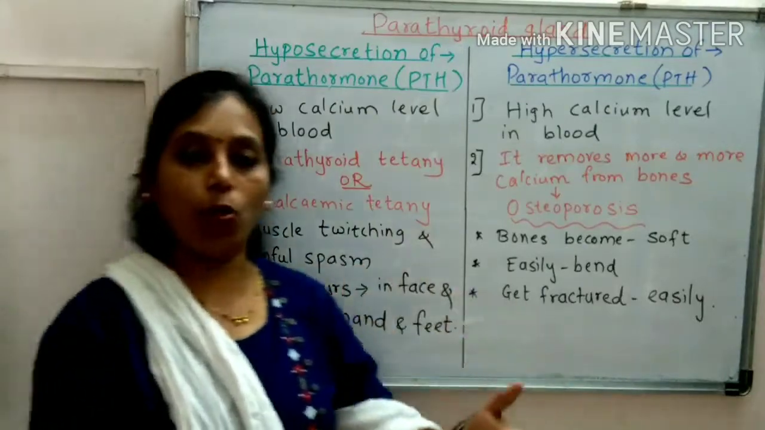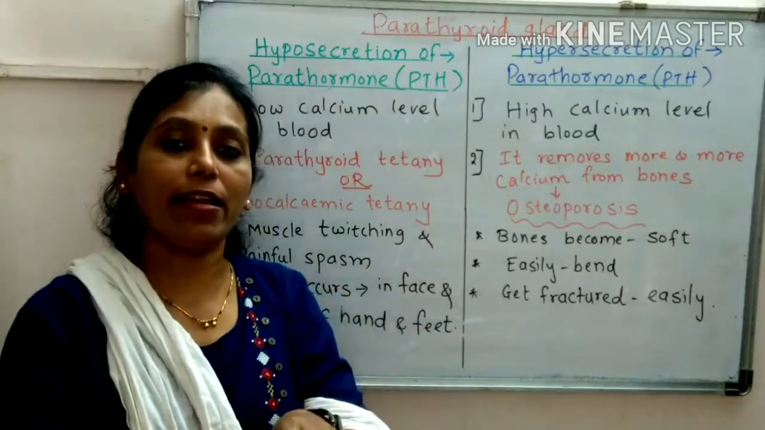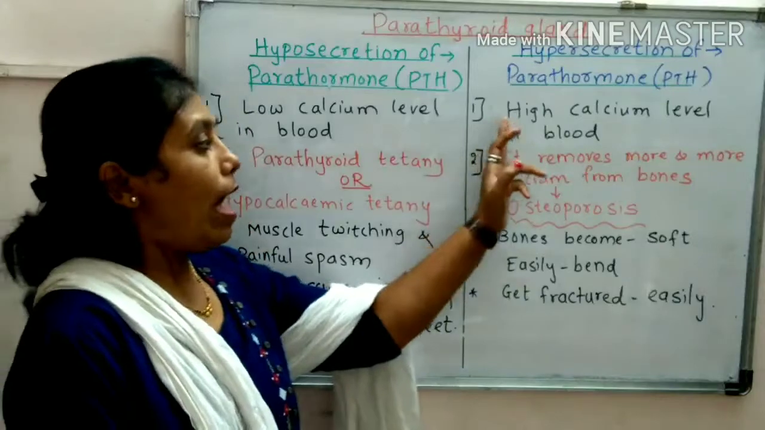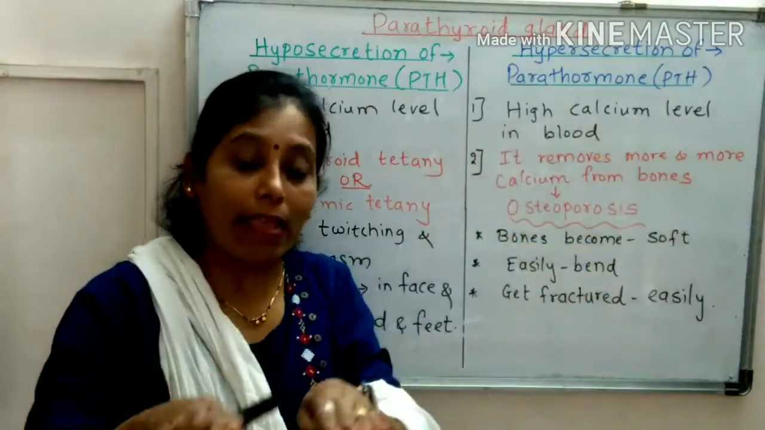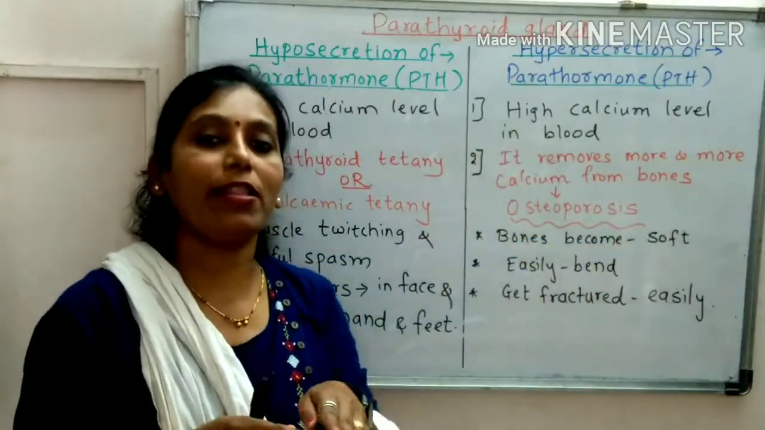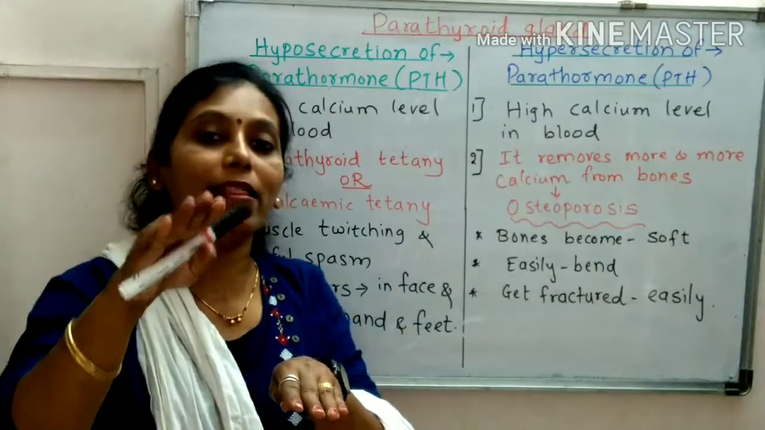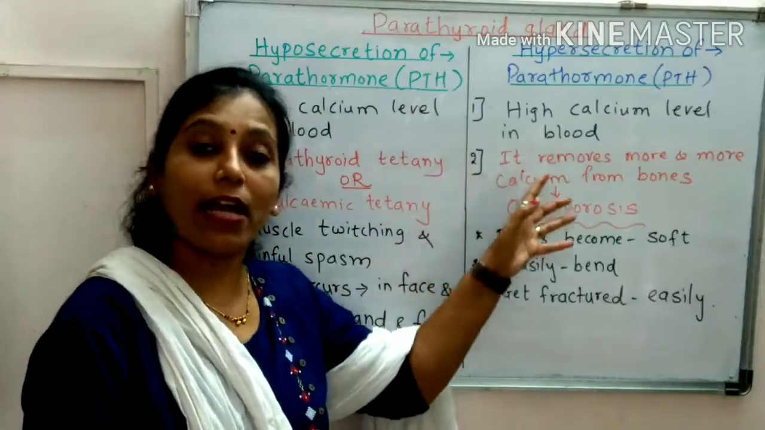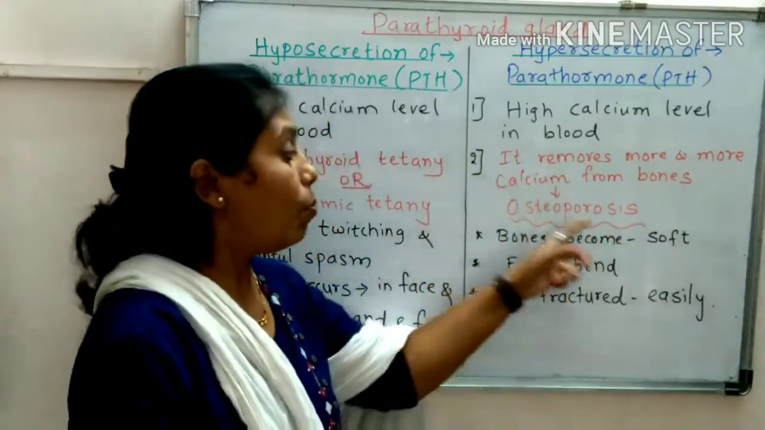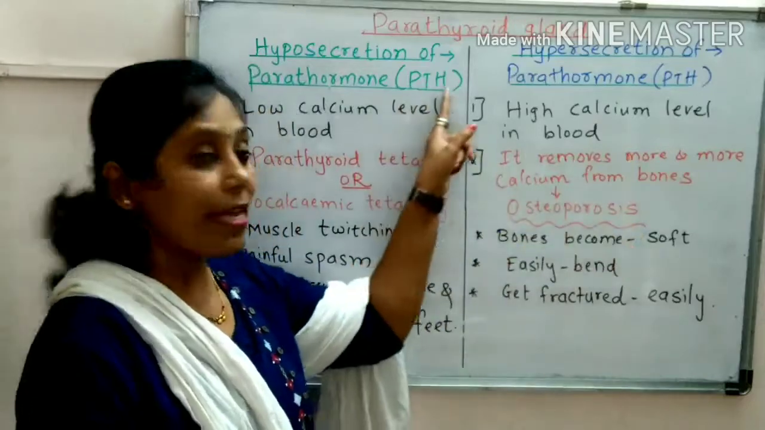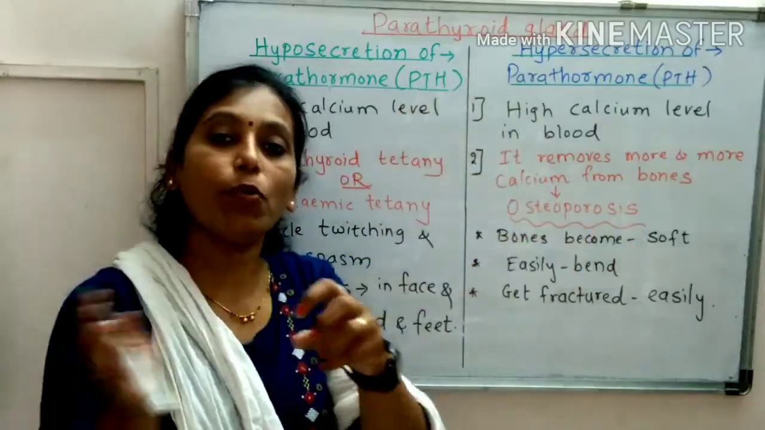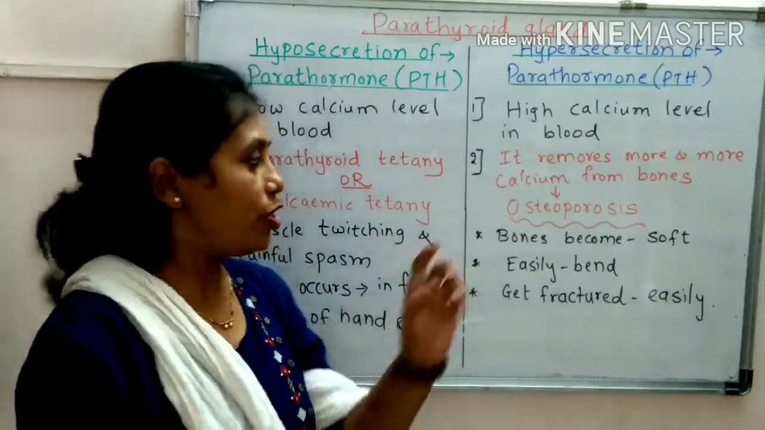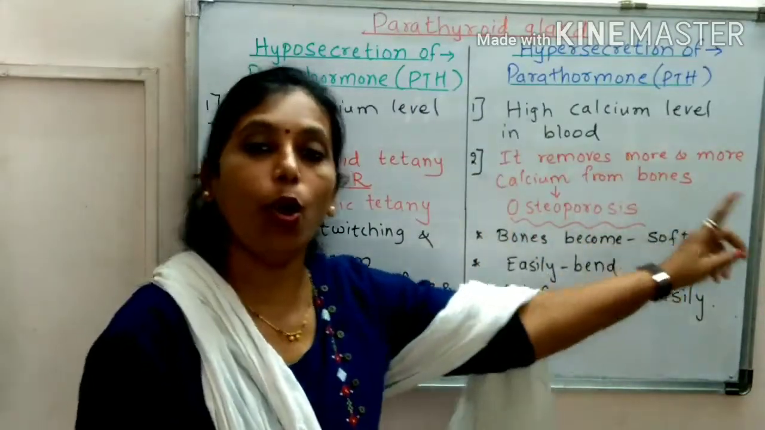Now, if this hormone, PTH, is secreted in excess quantity, more than the normal limit, a high calcium level will be there in the blood. Now whenever there is a very high level in the blood, from where is this calcium coming? This calcium is coming from the bones. It means excess PTH removes the calcium from the bone. Naturally, it results in a condition called osteoporosis.